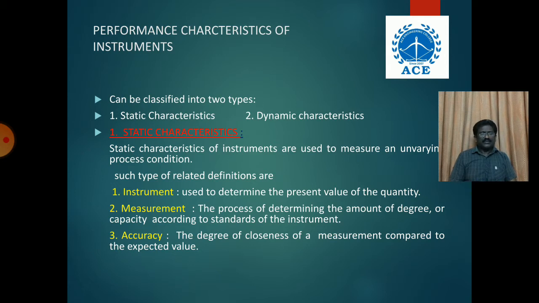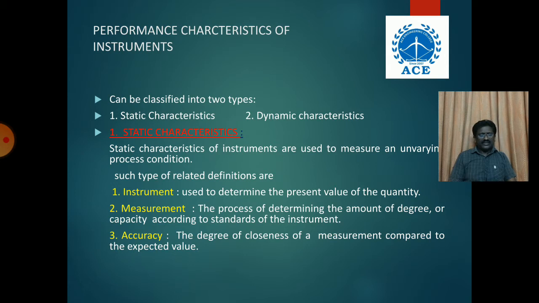Static characteristics of instruments are used to measure an unvarying process condition. Related definitions: Instrument is used to determine the present value of a quantity. Whatever the quantity, with the help of the instrument you can measure its value. Measurement means the process of determining the amount, degree or capacity according to the standards of the instrument.